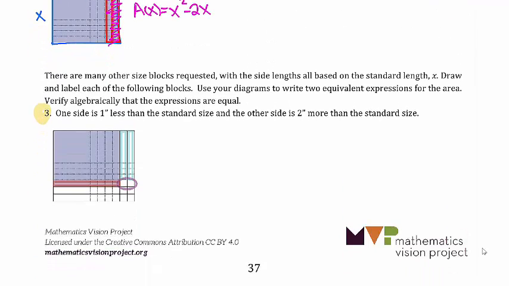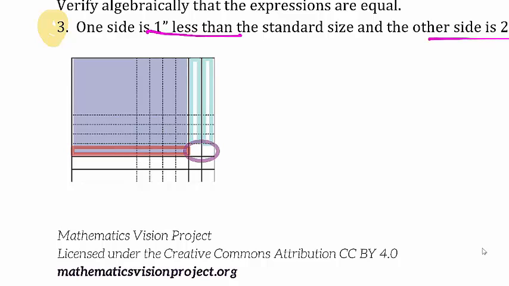All right, there are many other size blocks requested, with the side lengths all based on the standard length x. Draw and label each of the following blocks. Use your diagram to write 2 equivalent expressions for the area. Okay, one side is 1 inch less than the standard side, and the other is 2 inches more. So here's our regular standard x squared block to start with. And then she gets the order and she's told to cut off 1 inch. So this part is gone. So that's x minus 1 inch.